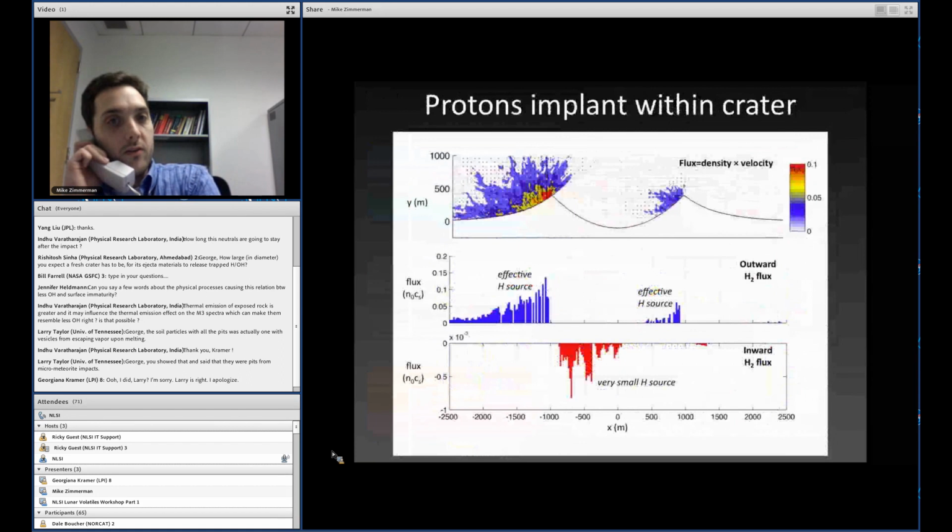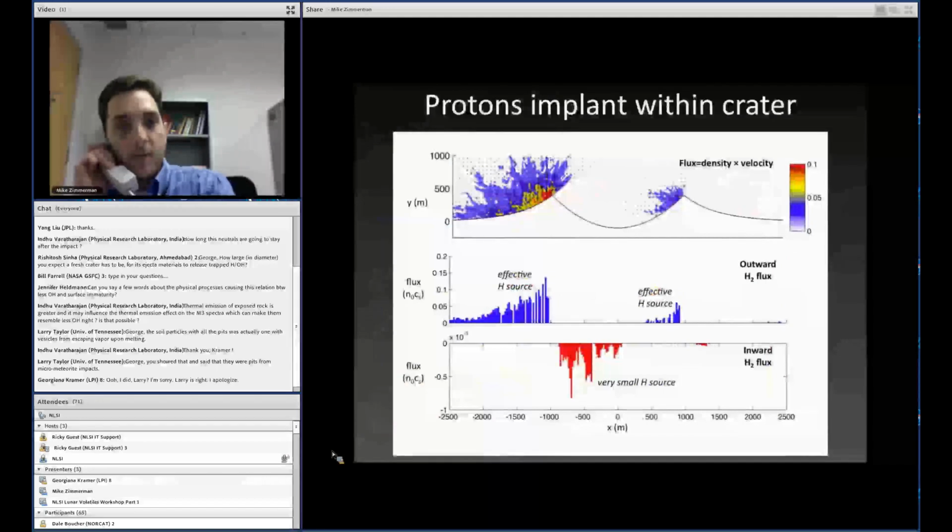So if we multiply the concentration by the velocity, we can get a flux to get an idea of how many of these particles are leaving per time per area versus how many protons are coming in, and get a feel for where the incoming protons outweigh the H2 molecules that are leaving.